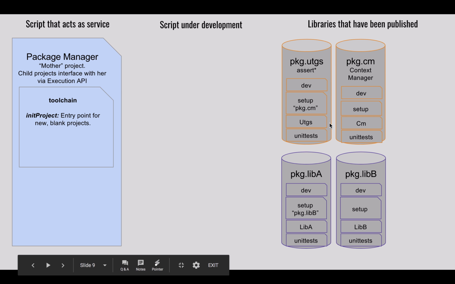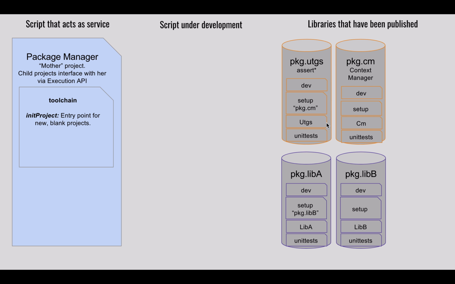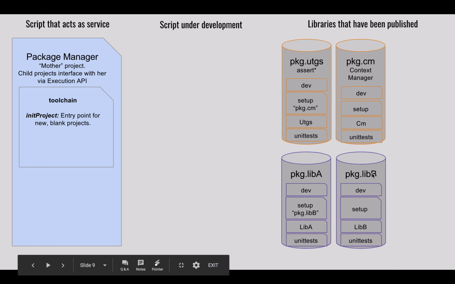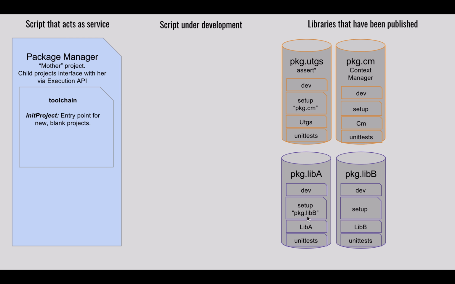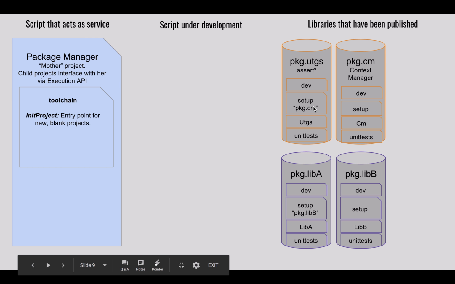These represent other libraries that already exist. So here's the unit testing for Google Apps Script library. This has a dependency of Context Manager, which is here. And here's library A. This has a dependency declared here for library B. Again, these represent files that are in each of these libraries.